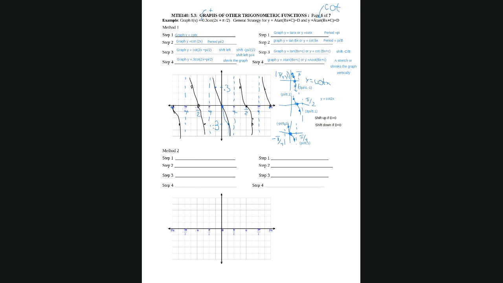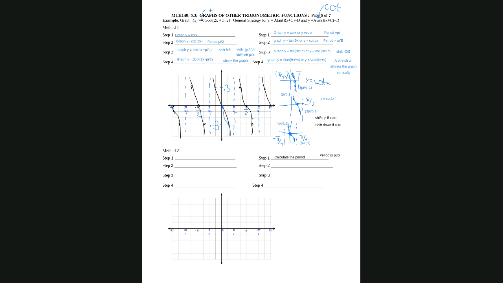Okay, then we're going to take a look at a second method. We're going to use the exact same function, but we're going to look at a different method. So the first thing in this method is to calculate the period. And the period is pi divided by b for tangent and cotangent. And so for this one, the period is pi over b, and so we get pi over 2.